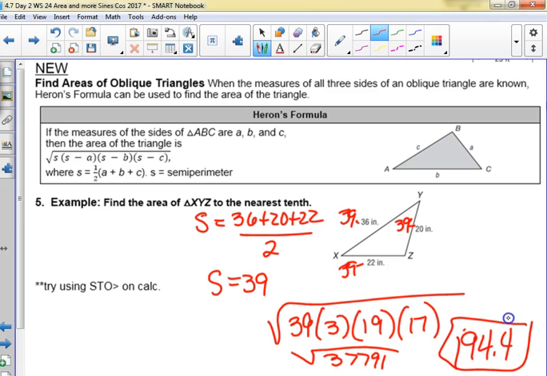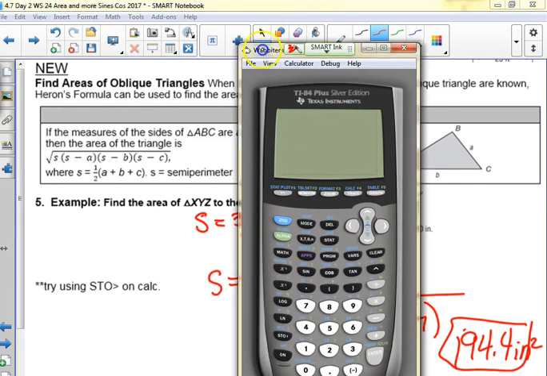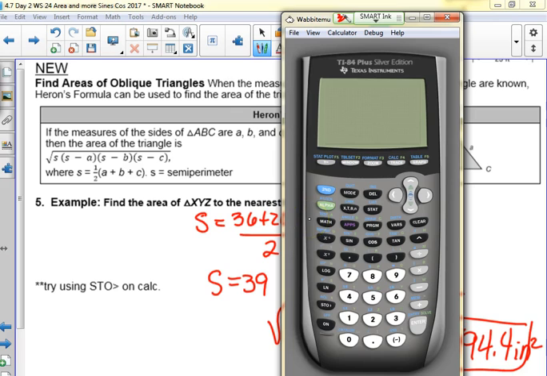Okay, this is the area in square inches. Can I show you how to do it on the calculator? On the calculator, you're going to store that S number, since we have to use it so many times. So I'm going to find the semi-perimeter.